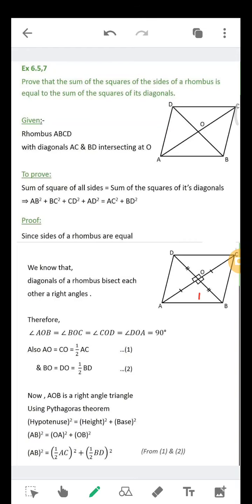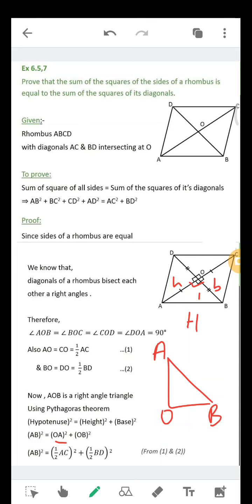I'll use Pythagoras theorem. So in this right angle triangle, this is 90 degrees, so AB will be the hypotenuse. So hypotenuse square is equal to height square plus base square. You can take any one as height and any other as base, that doesn't matter. So AB square is equal to OA square plus OB square, because I have taken the triangle AOB. So from here I get AB square is equal to AO square plus OB square.